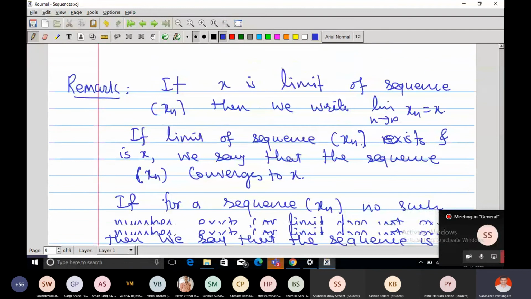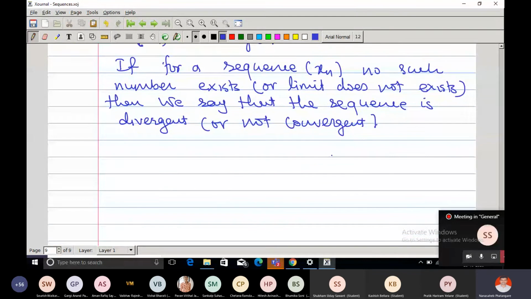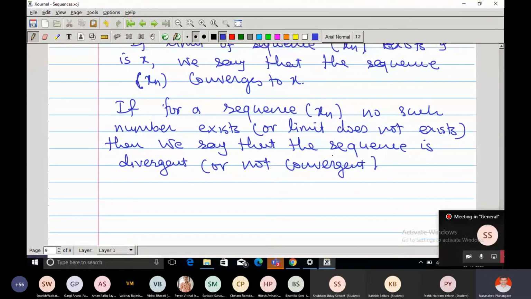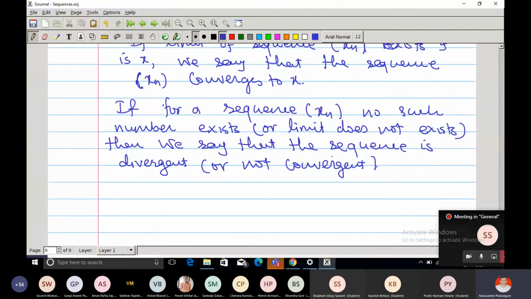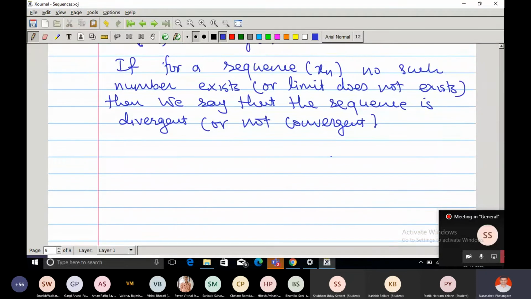So if x is a limit of a sequence, we say that the sequence converges to x. If such a real number does not exist for a sequence, then we say that the sequence is divergent or not convergent.